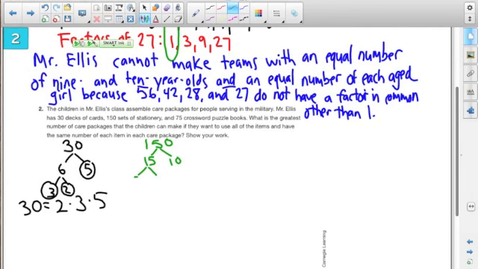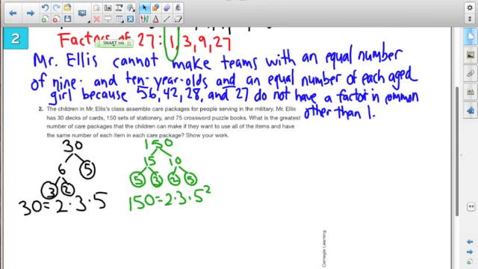They're taking care packages and they're breaking up the different parts of the care packages to be sent out. So we could find the greatest common factor by doing prime factorization. So I'm doing a factor tree for the 30 decks of cards, the 150 sets of stationery, like paper and pencils, and the 75 crossword puzzle books.